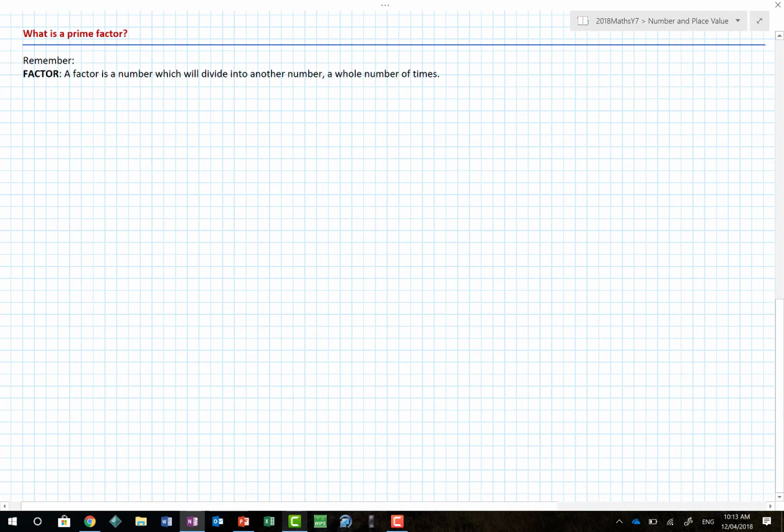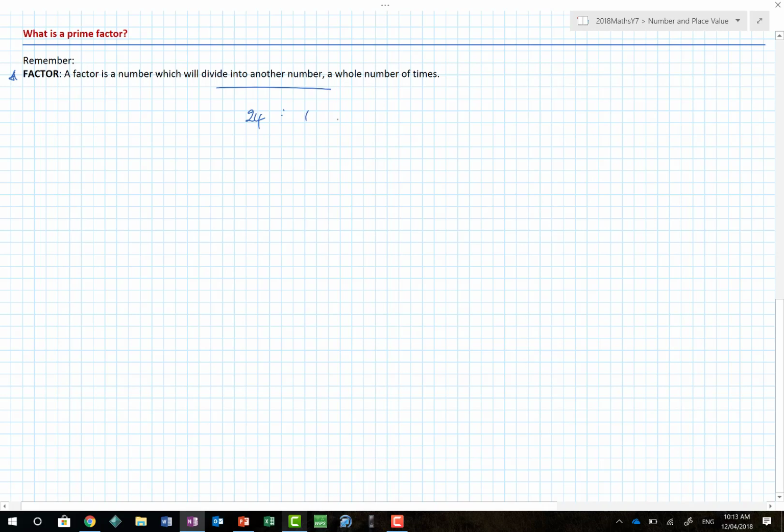Now, what is a prime factor? Well, if we think about it, what is a factor? And we met this before. It's a number that will divide into another number a whole number of times, or with no remainder. So if I have the number, let's say 24, let's find all the factors of 24.